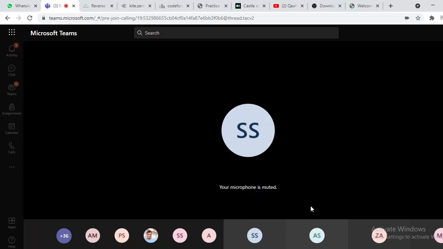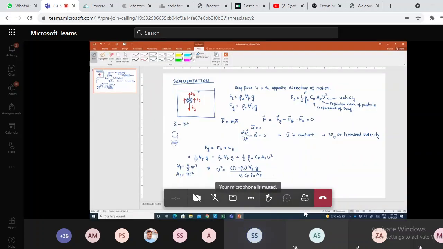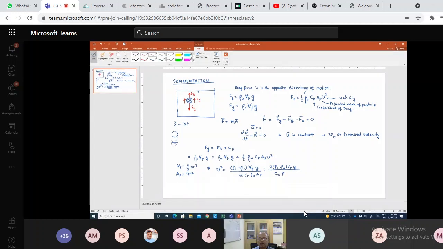Half of Cd rho W Ap, right? And so this is what you get, and you can write it as 2 (rho S minus rho W) Ap G divided by Cd rho W into Ap.